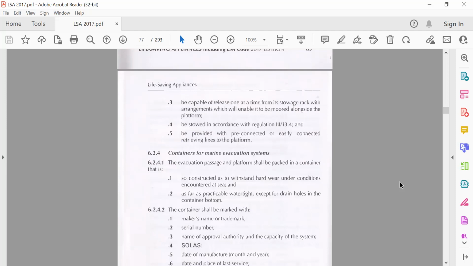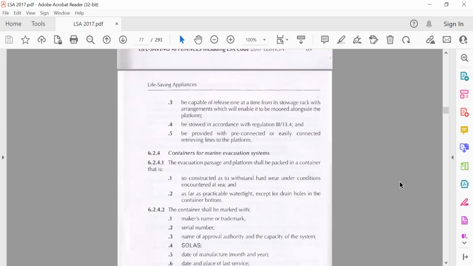You should check very well on that evacuation system that Captain just showed. You could see there are so many lines, painter lines or other lines that are connected there. These lines are actually requirements that are supposed to come with the life raft that are fitted to these platforms.